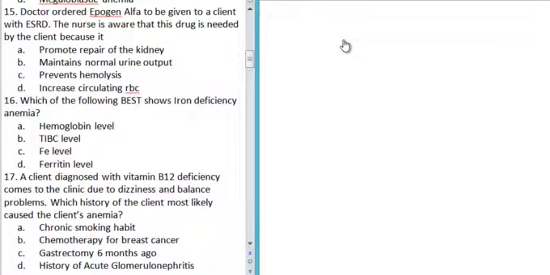Number 15. The doctor ordered epoetin alfa to be given to a client with ESRD. The nurse is aware that this drug is needed by the client because it, answer, D. Epoetin alfa is a synthetic erythropoietin. It stimulates the bone marrow to produce RBC, therefore, it will increase circulating RBC. D is the answer. Next.